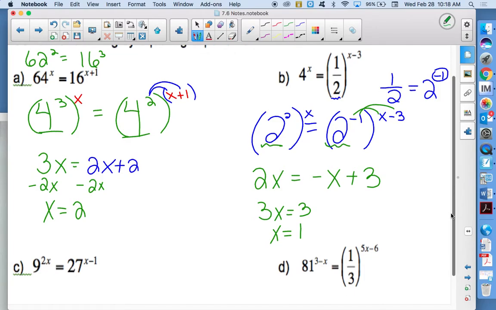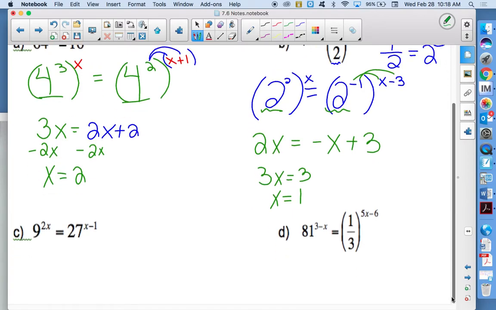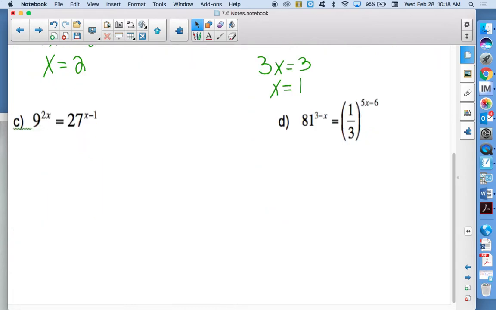So why don't you try C and D, which are pretty much the same thing as the ones above. Work through C and D, try and rewrite the bases so that they're the same, so that we can equate the exponents.